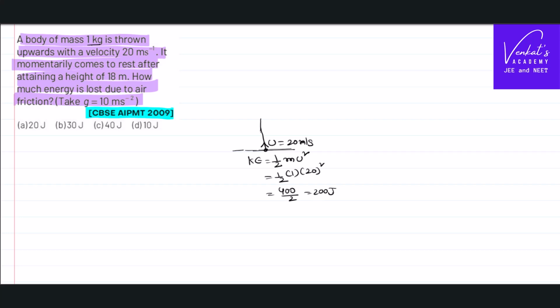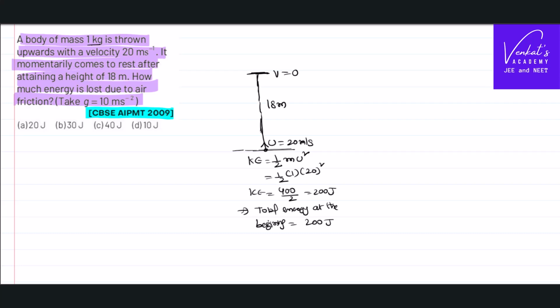So what we can say? That's kinetic energy. That implies total energy at the beginning of the journey is 200 joules. Energy has to be conserved. So at any junction, it shall have an energy of only 200 joules. Now it was moved up. After traveling a distance of 18 meters, its velocity becomes 0.